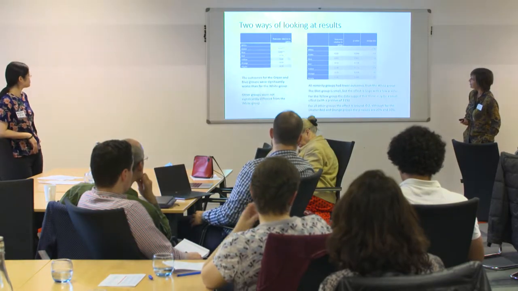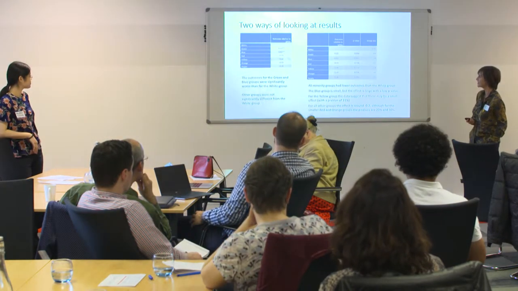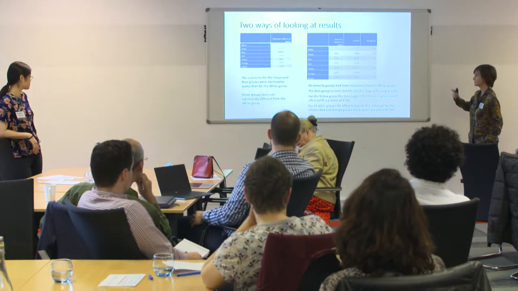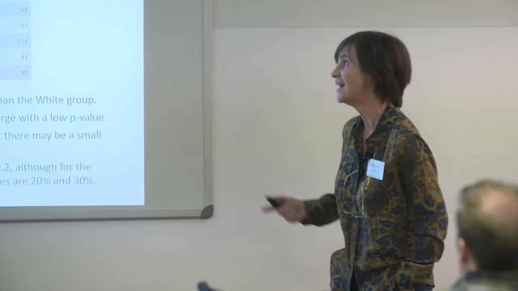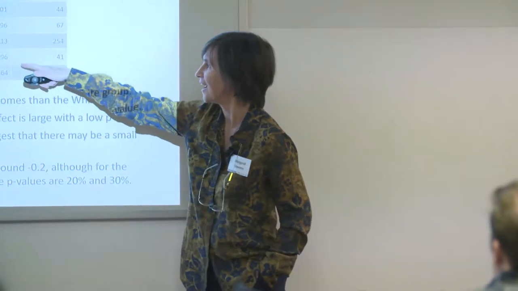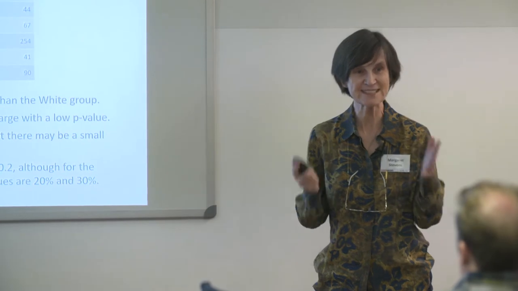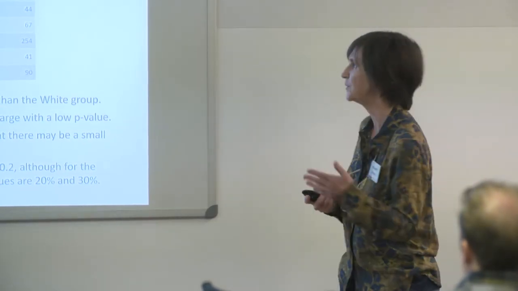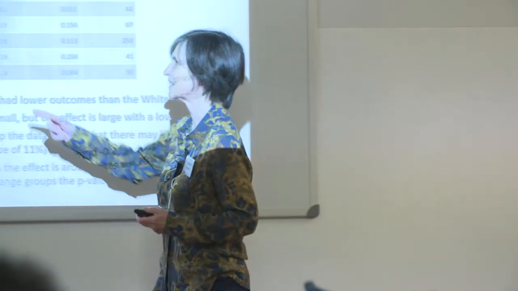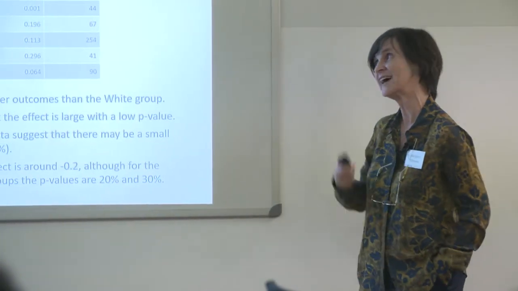But then the other groups that have quite similar effect sizes, the p-values simply get a bit larger as the size of the group gets a bit smaller. And even at the smallest group here, the orange group, we have a p-value of only 30%. So you get the idea. We look seriously at the results, and we try to interpret them rather than giving students just a switch that says yes or no to statistical significance.